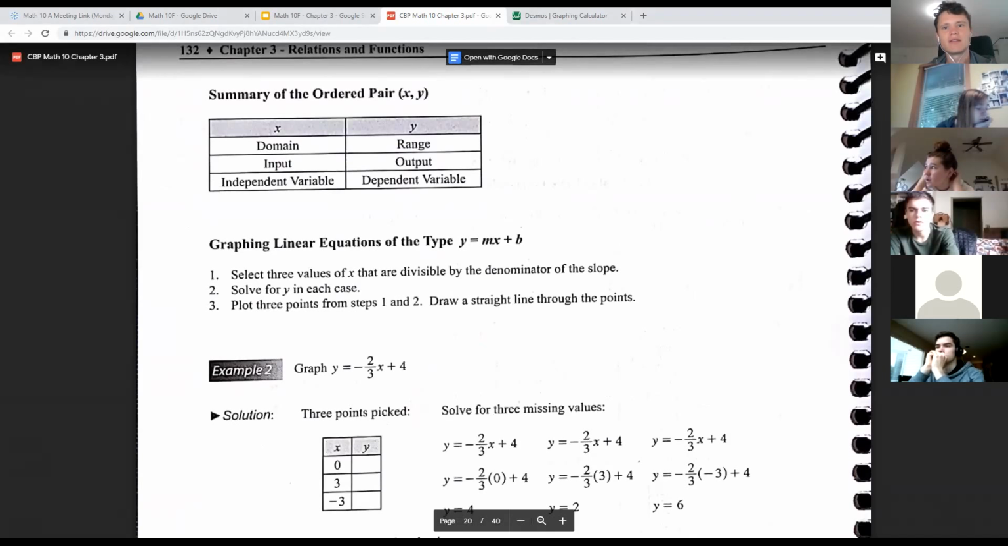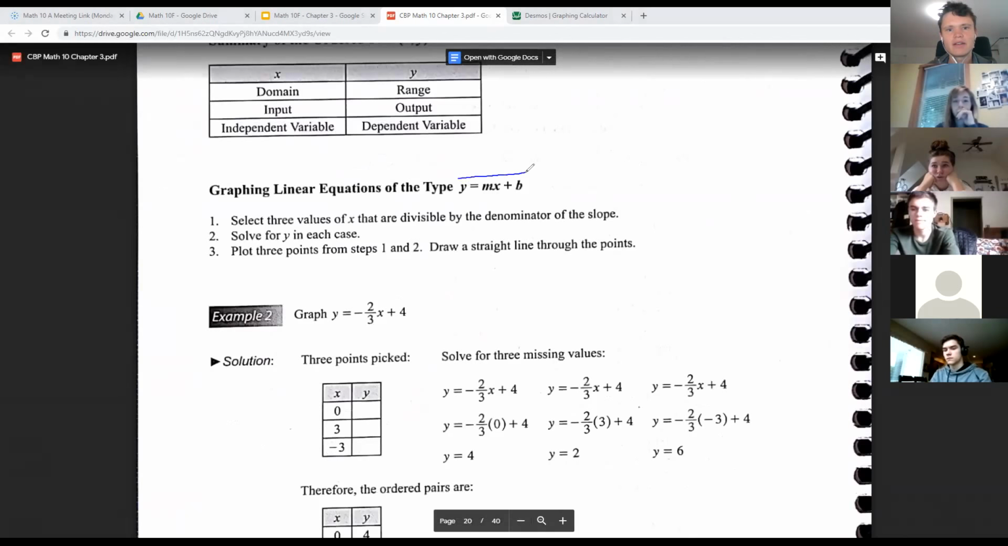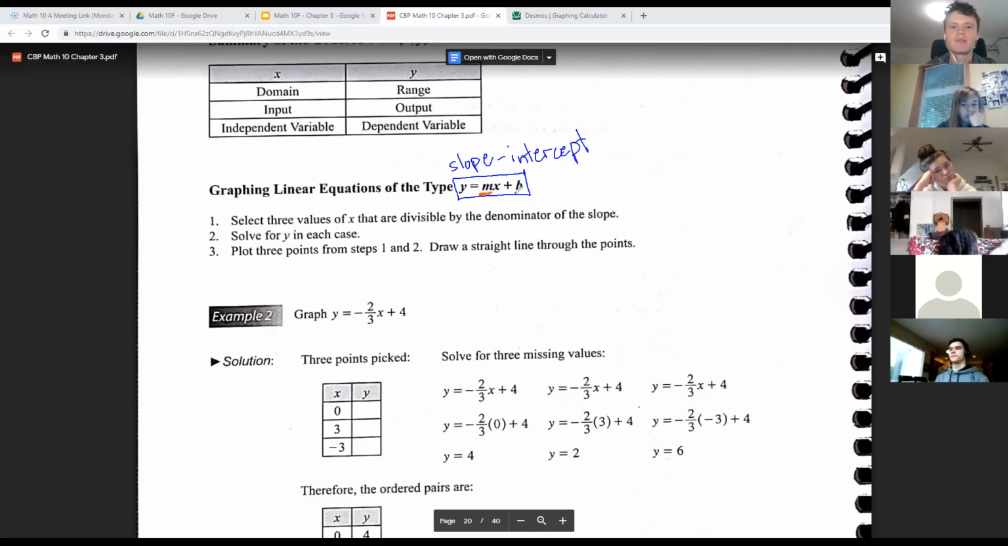So this is just a summary of stuff that we've learned already, which is domain, which is range, etc. Now we have this type of linear equation as well, and this is very common. We're going to learn more about it in a bit, but we call this the slope-intercept form. It's called that because the m value represents something we call the slope. It's how steep an equation is. And the b value represents the y-intercept.